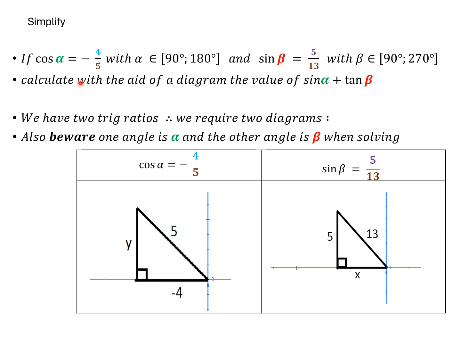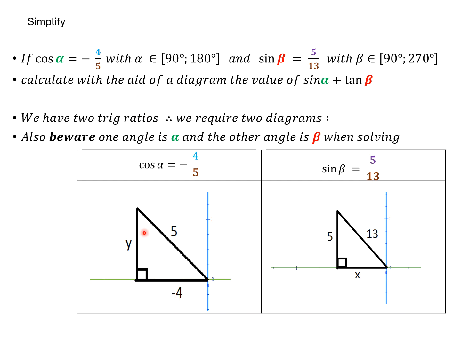So they say if cos alpha equals minus 4 over 5 with alpha an element from 90 to 180, so that's strictly second quadrant, and sine beta equals 5 over 13 with beta an element of 90 to 270, so that's second and third quadrant, but we're drawing in the quadrant where sine is positive. Secondly, I need to know cos is x over r, so they've given me an x value of negative 4 and an r value of 5.